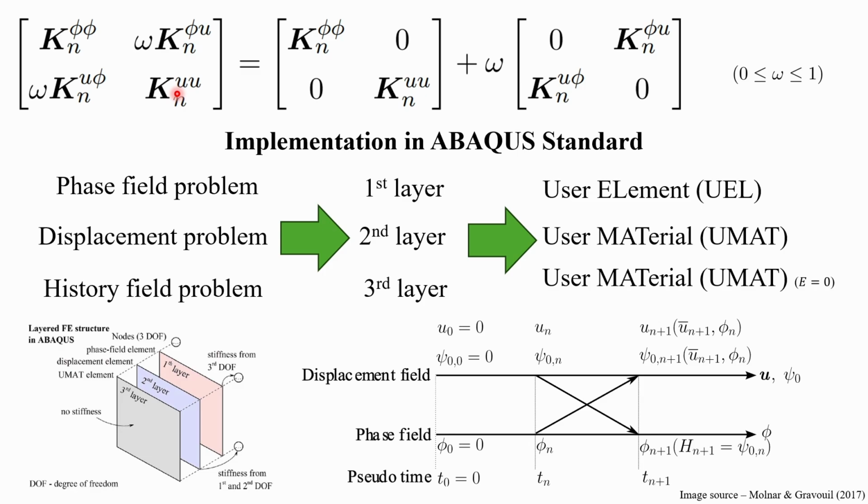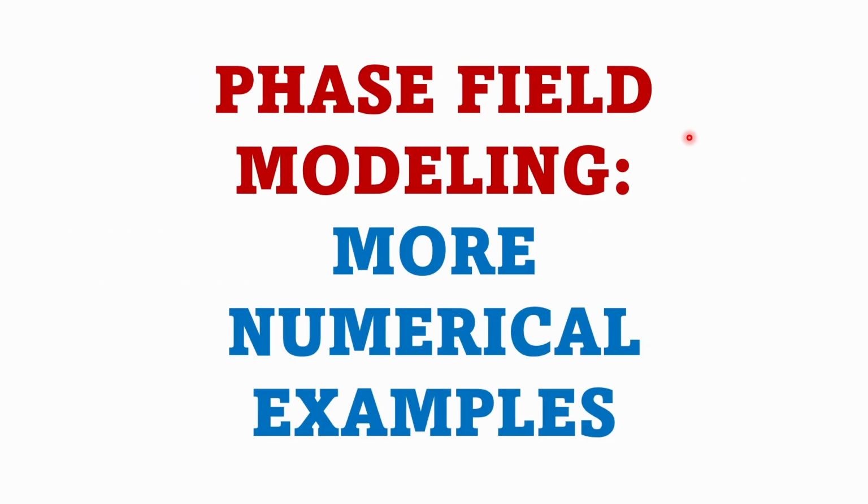But if you have that much computational power, you can always go for monolithic, or you can go for staggered. It's okay. Or something in between. That's entirely up to you. Now, I'll show some examples of basic linear elastic brittle fracture problems, and I'll show the crack paths that we got from the phase field model.